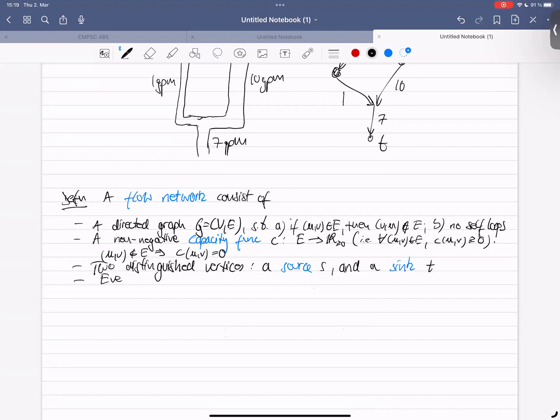So every vertex is on some path from source to sink.